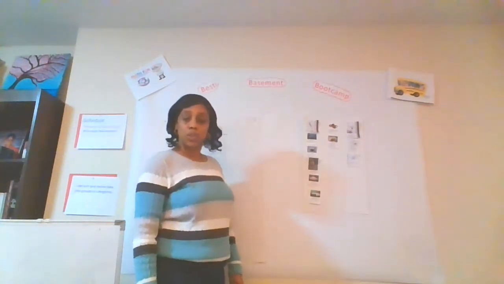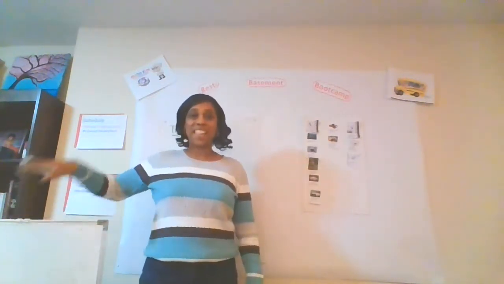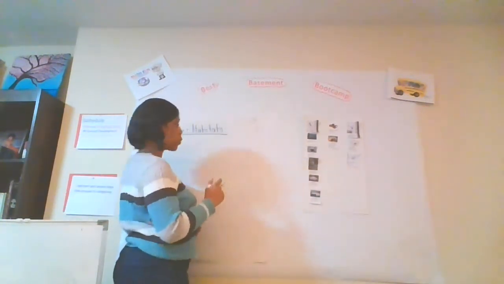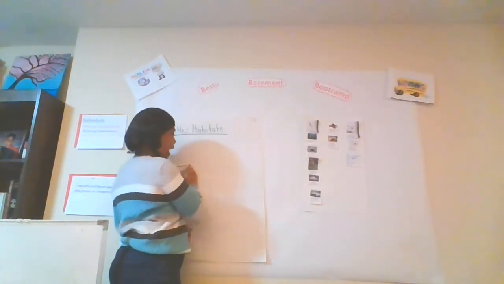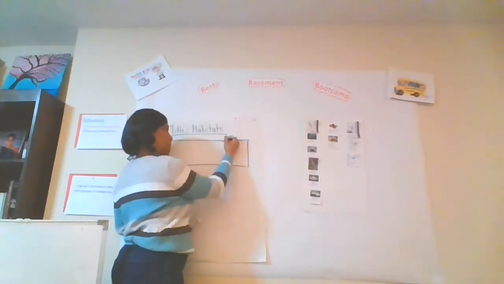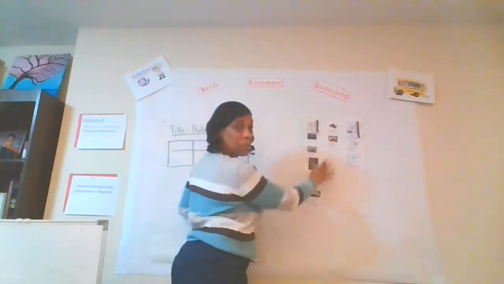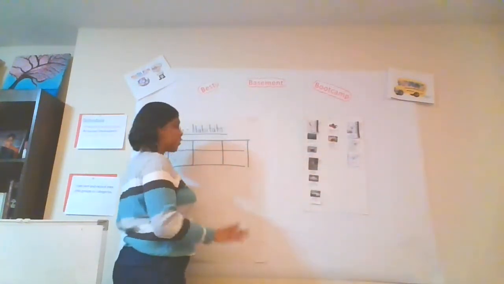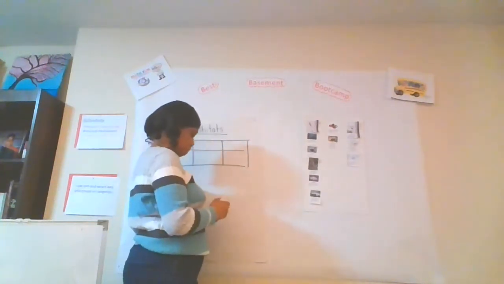Next, we're going to chart this using a table. So let's see how we would draw our table out. We're going to use a box table. And since we're talking about three different areas, I've divided the boxes up into three different sections.